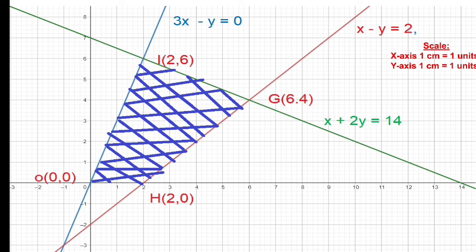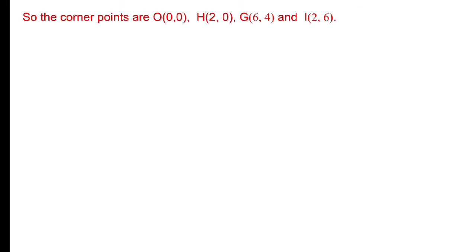The common region here is O, H, G, I. So in this region we need to find out the maximum value and minimum value. The feasible region is O, H, G, I. The points will be considered. O is 0, 0, H is 2, 0, G is 6, 4 and I is 2, 6.